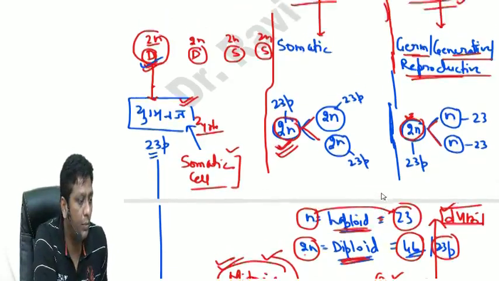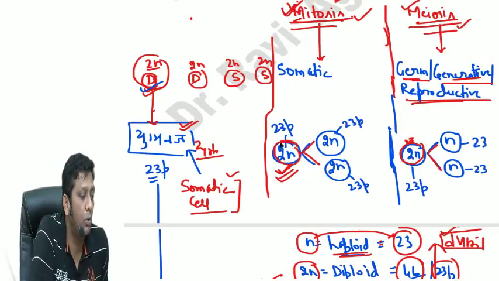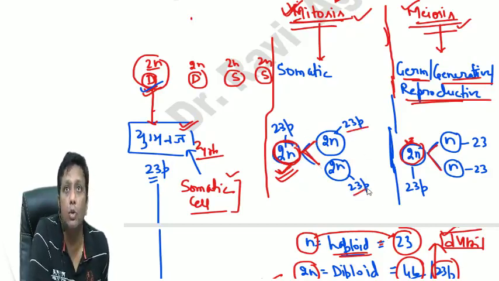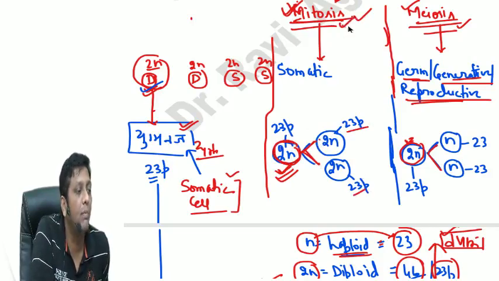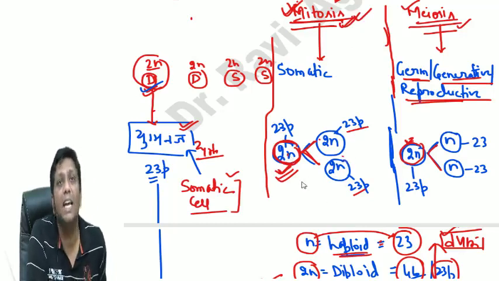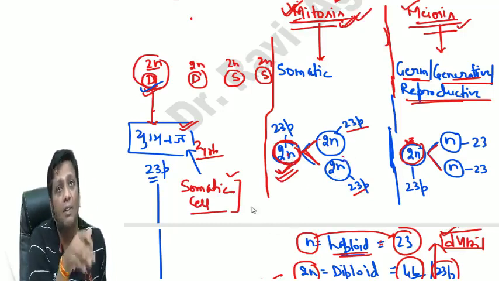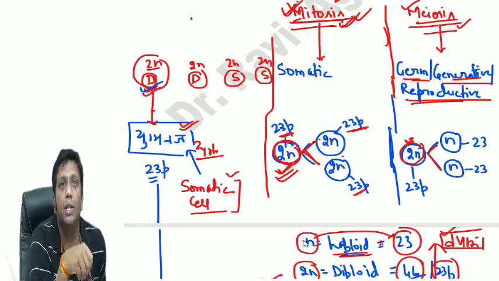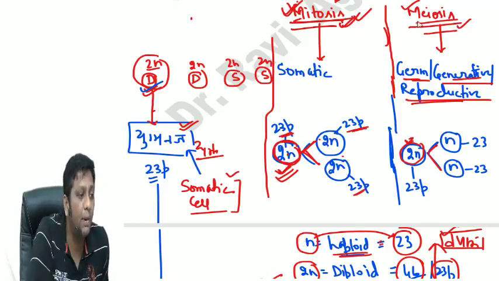I am telling you, if a parent cell has 23 pairs of chromosomes, 2n, after division it forms 2 cells, and both cells have 23 pairs of chromosomes. This type of division is called mitosis division. So mitosis division is where, after division, whether the cell forms 2 cells, 4 cells, 8 cells or 16 cells, every cell has the same number of chromosomes. This is the meaning: 2n forms 2n and 2n. So 23 pairs of chromosomes again become 2 cells or 4 cells, again with 23 pairs of chromosomes. But what happens in meiosis, guys?